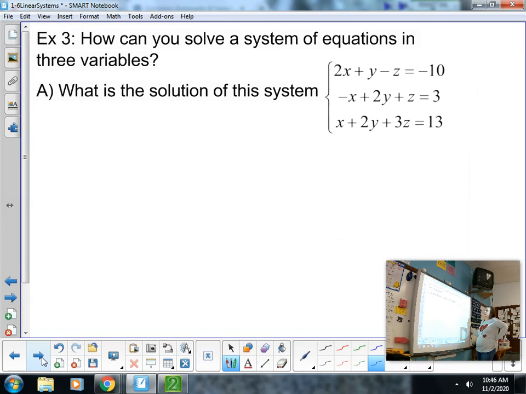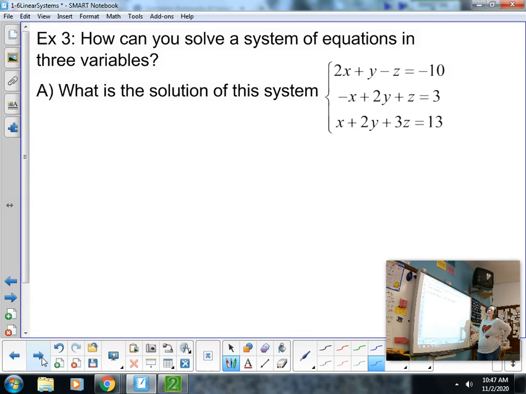And this is part A. How can you solve a system of equations in 3 variables? Solving in 3 variables is not something you will most likely have to do for your career unless your career is being a math teacher. Then you might have to teach it to students. Because typically when you get into these upper amounts of equations and variables, you are going to be using some type of tech to solve the system.